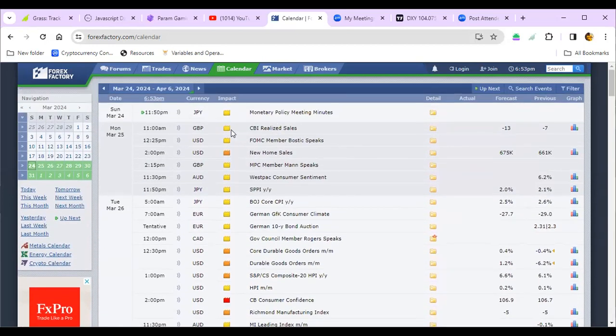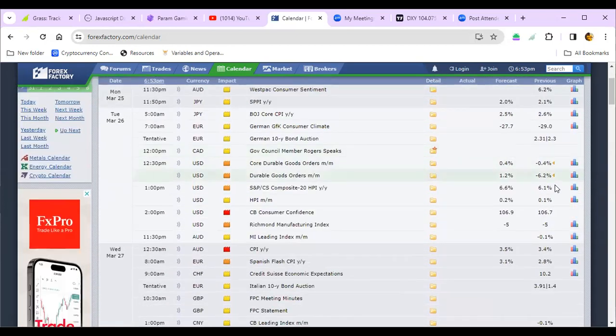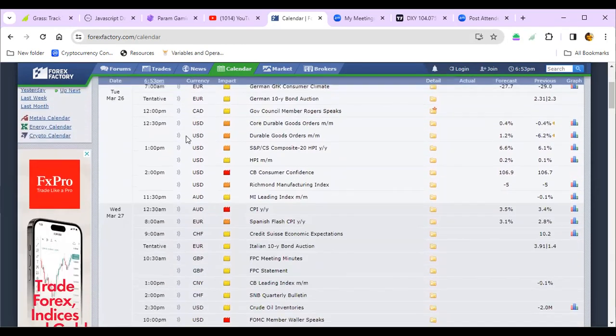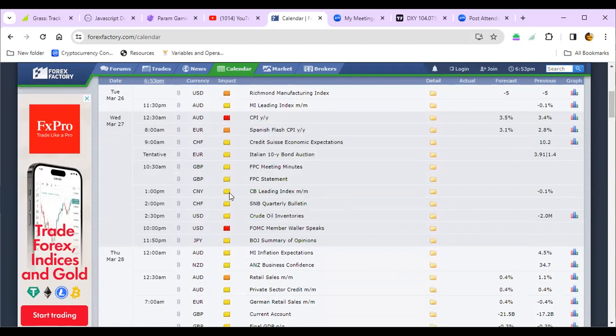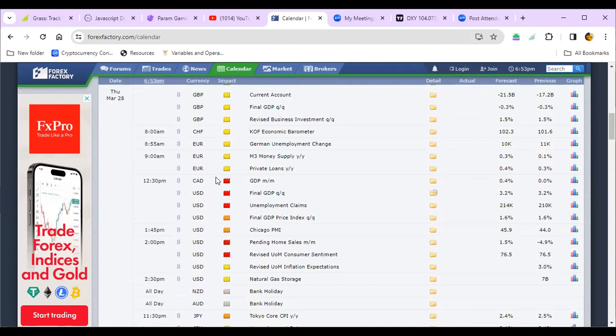Monday, we don't have any high-impact news. So Monday, I don't trade on Mondays. Tuesday, we'll have this on Tuesday. Wednesday, we'll have this on Wednesday. But this is not really a high-impact one. Let's see what we'll have on Thursday, okay? Yes, you see, we'll have this on Thursday.